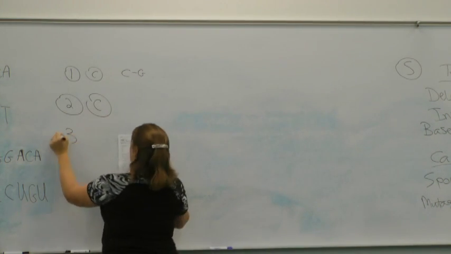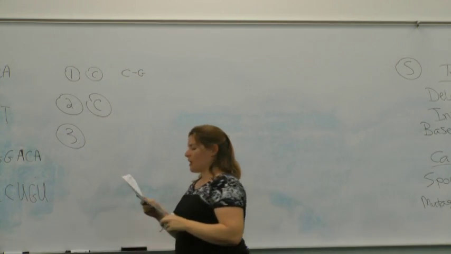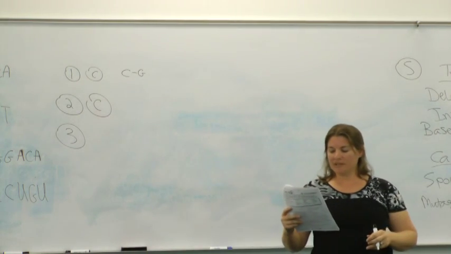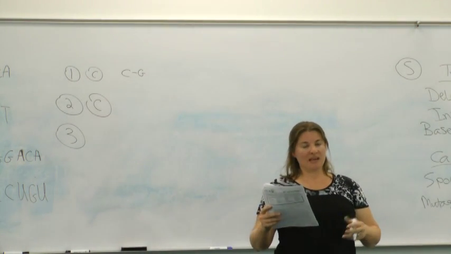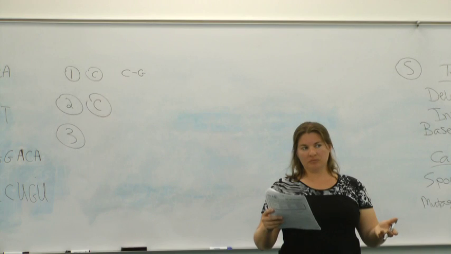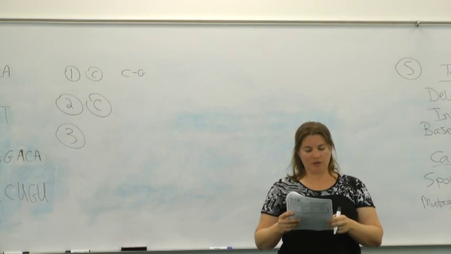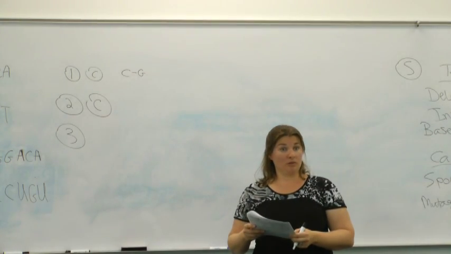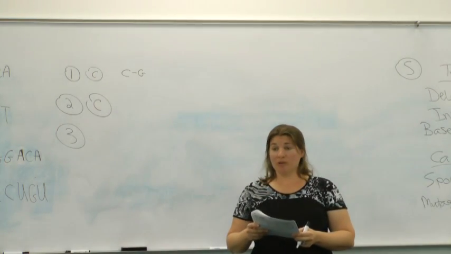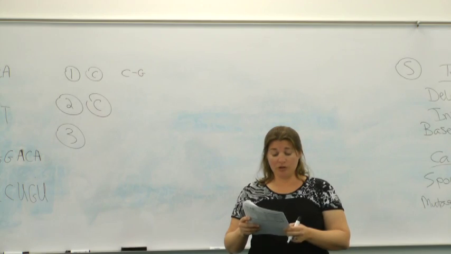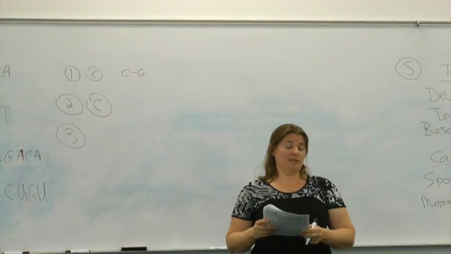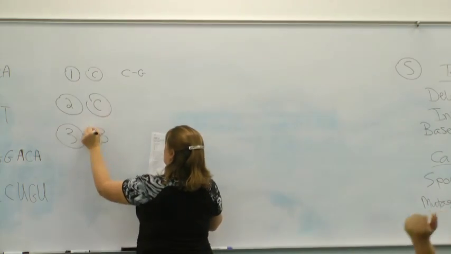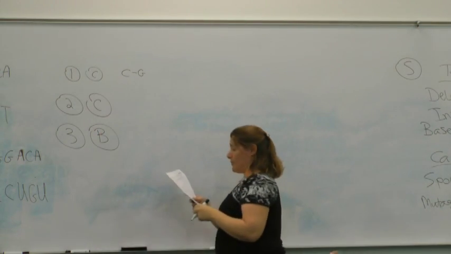Number 3, unlike DNA, RNA, letter A, is a large molecule made up of nucleotides. Is that the difference between DNA and RNA? No, so that can't be the answer. Unlike DNA, RNA contains the sugar ribose. Yes, that's true, right? And that's the difference between DNA and RNA, right? Because what sugar does DNA have? Deoxyribose. So the correct answer for number 3 has to be letter B, contains the sugar ribose.